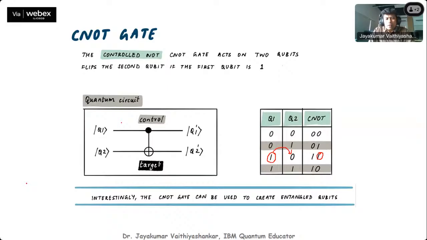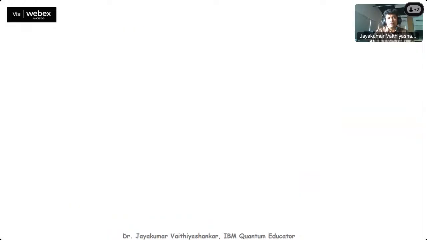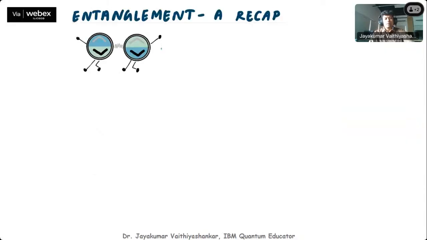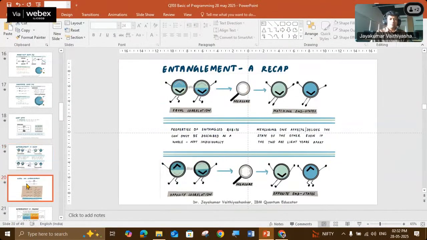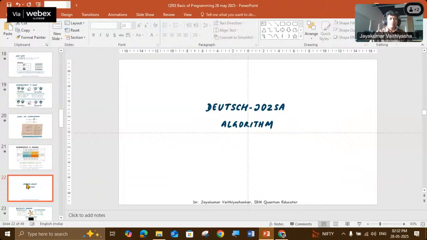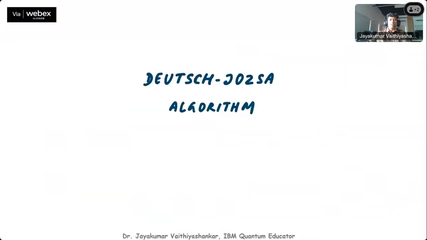CNOT is used to create entangled qubits. If we want to create an entanglement, then we need to have a CNOT gate. I will skip this entanglement part because we already covered so many entanglements. Let's dwell into algorithms. The first algorithm we are about to cover is the Deutsch-Jozsa algorithm.